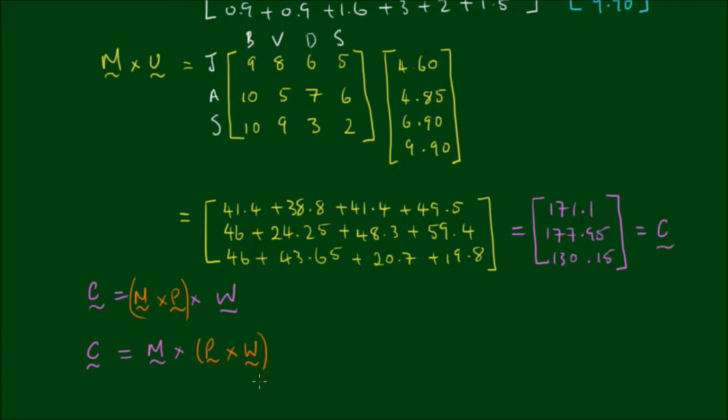So what we have shown here is, as long as we maintain the order of the matrices that we're multiplying, then matrix multiplication is associative. So it doesn't matter how we group the multiplication, whether we do the product of M and P first, or the product of P times W, as long as we maintain the order of the matrices in this equation, we will get the same result. So thus we say that matrix multiplication is associative.